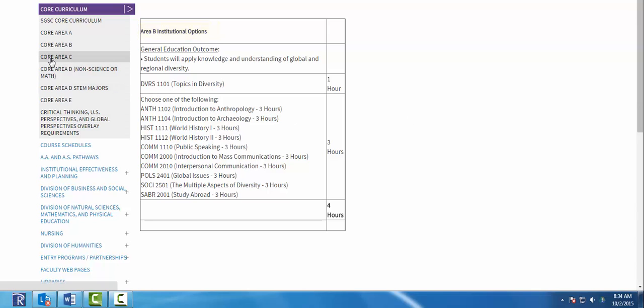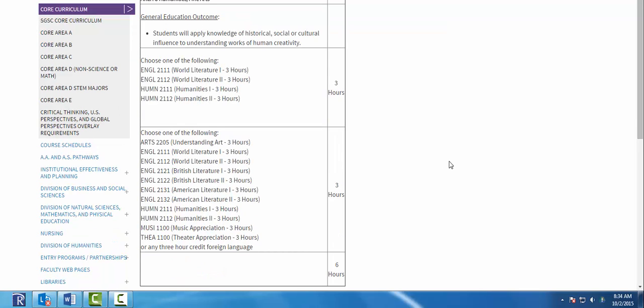Now let's take a look at area C. There's only one general education outcome for area C. Students will apply knowledge of historical, social, or cultural influence to understanding works of human creativity. As with the other areas, the courses that you take are tied to that learning outcome. But you'll need to remember that this is a learning outcome for area C.